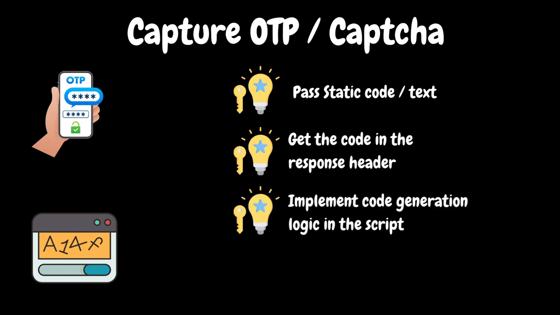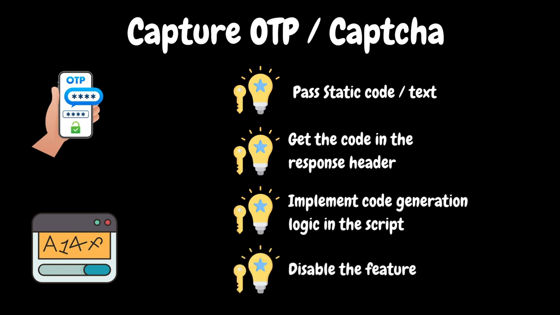Another approach is to implement the code generation logic in the script itself. This is not an easy solution or approach, and we need to evaluate the code implementation first using the performance testing tool like JMeter. Sometimes it may add additional overhead to the worker nodes or load generator's capacity as the tool needs to execute the logic. In this approach, we are not making any code changes in the application. Okay. And the final approach is to disable the feature.